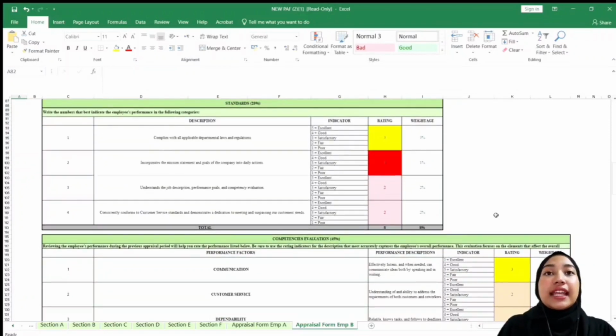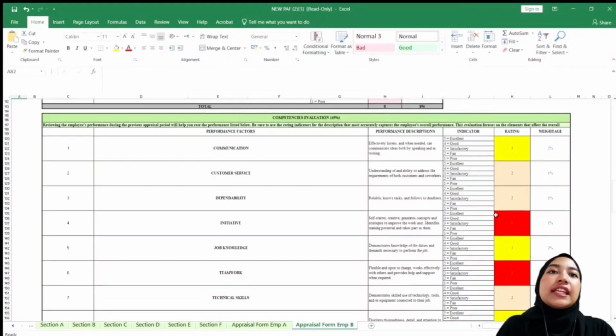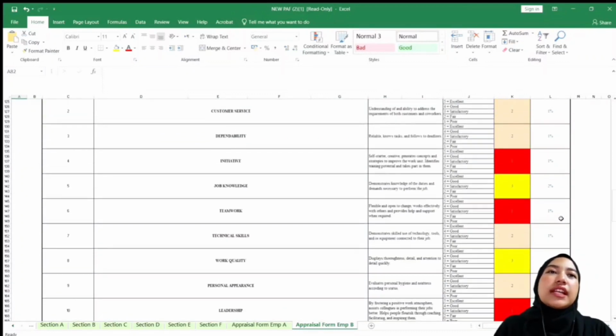Next, he did understand the job and can still give fair customer service to his customers, so he is given a fair score for that part. Next, for communication, he is good at communicating but slightly lower at customer service and dependability. He also doesn't really take initiative when it comes to doing the job, but he has good job knowledge and very low teamwork, as he can only do his job and doesn't really know others' jobs.